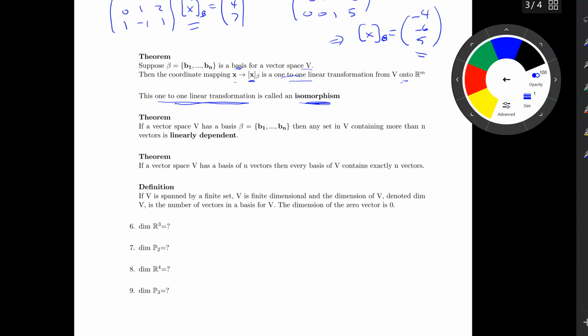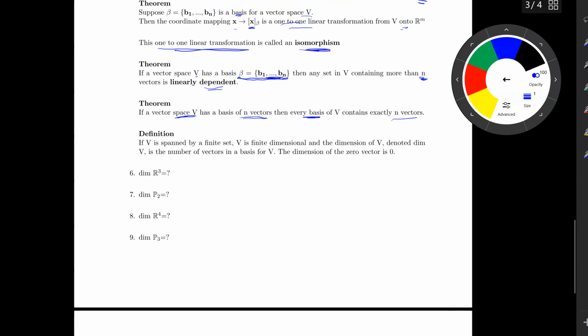If I have a set of basis vectors, and beta is the basis, then if I take any other set of this vector space that has more than n vectors, more than this number of vectors, for sure there'll be dependence, there'll be a relationship between them. So if a vector space has a basis with n vectors, then every basis has to have n vectors. So the basis vectors are not unique, but the number of them is unique.